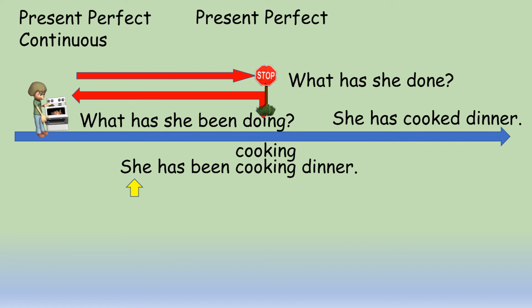Who has been cooking dinner? Who has cooked dinner? What has she been doing? What has she done? What has she been cooking? What has she cooked?